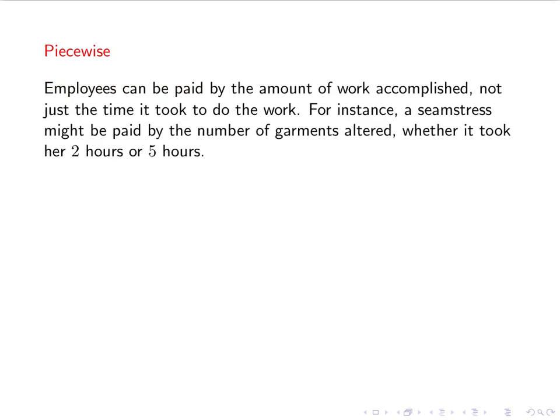The last type of gross pay we're going to look at is piecewise. Employees can be paid by the amount of work accomplished, not just the time it took to do the work. For instance, a seamstress might be paid by the number of garments altered, whether it took her 2 hours or 5 hours. But again, just like with commission, they still need to make at least minimum wage.